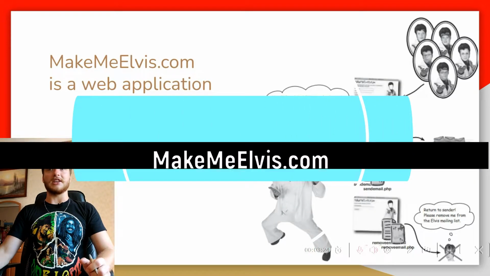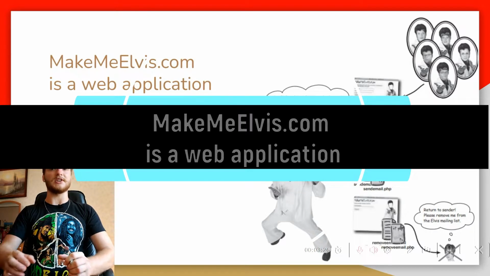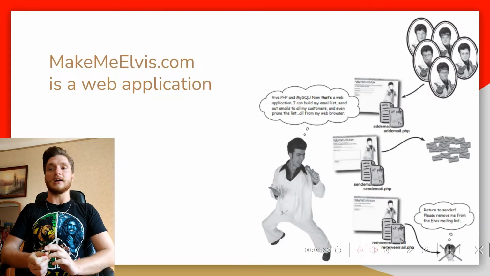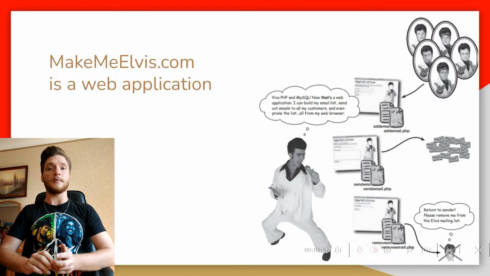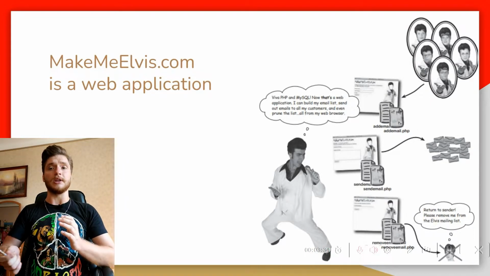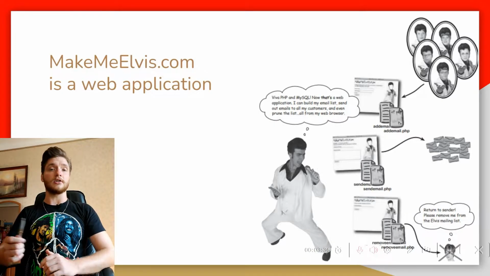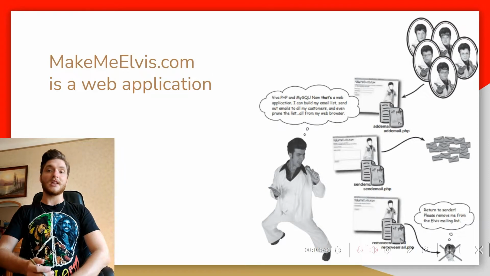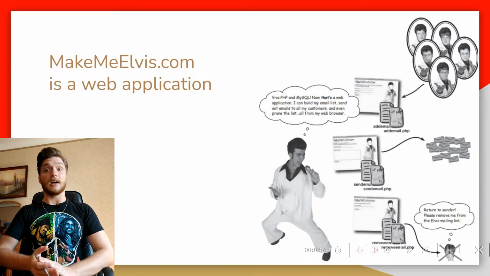MakeMeElvis.com is a web application. It's official. With the help of PHP and MySQL, Elmer's MakeMeElvis.com website is now worthy of being called an application. Elmer can now store data persistently in a MySQL database and also interact with that data through web forms.